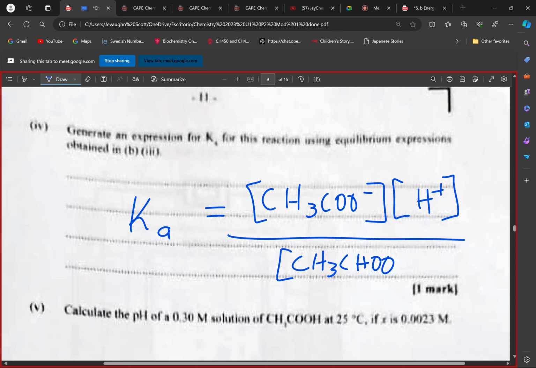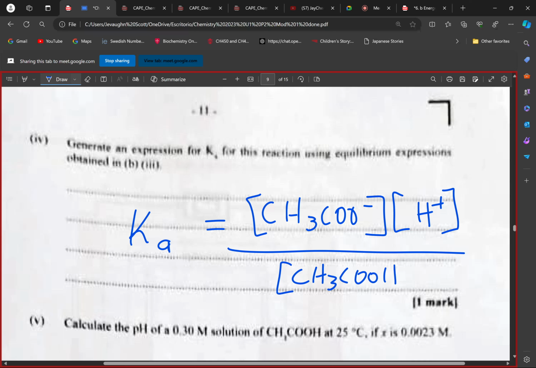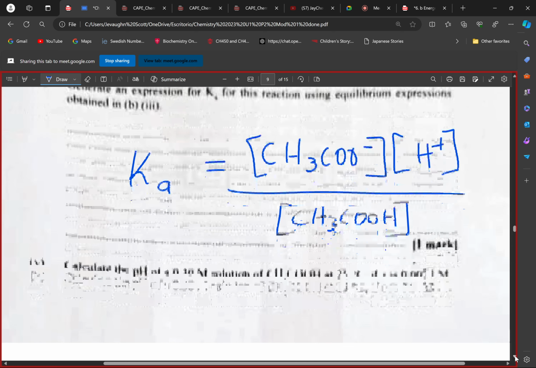COOH. I think you guys can clearly see that I'm getting tired. So COOH. There. That's our Ka, and that's the 1 mark. Lovely. So let's move on now.